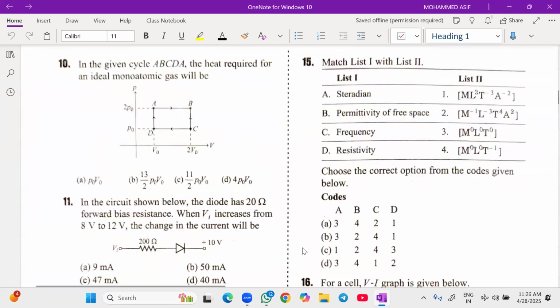Question number 10 and 11, better. In a given cycle A, B, C, D, A, the heat required for an ideal monatomic gas will be equal to how much?